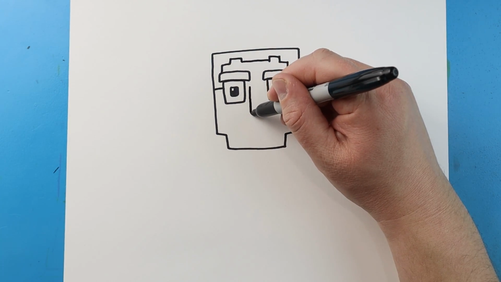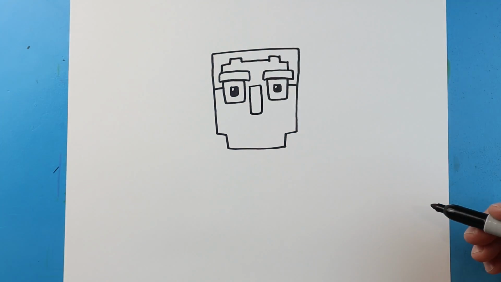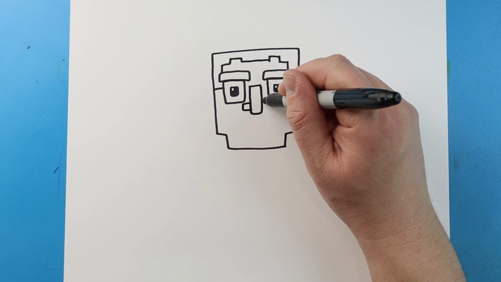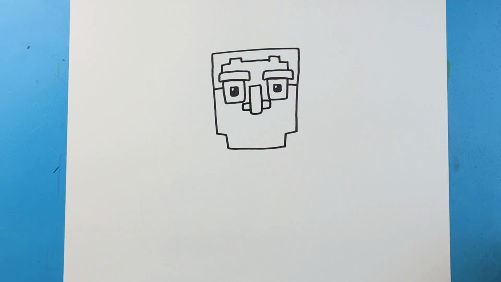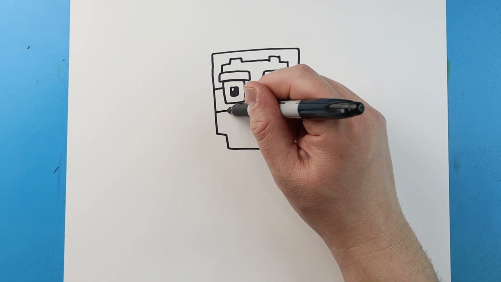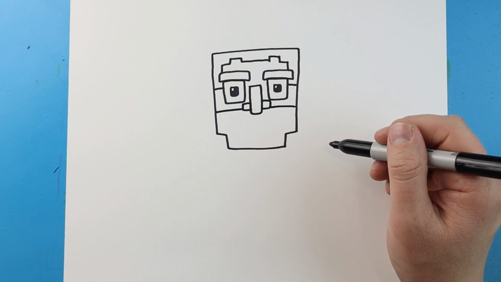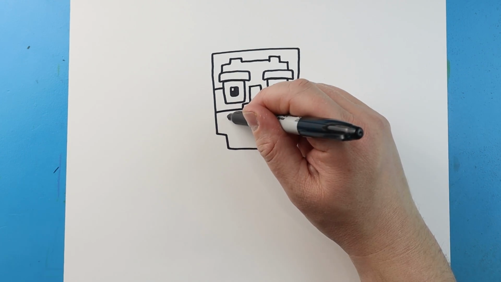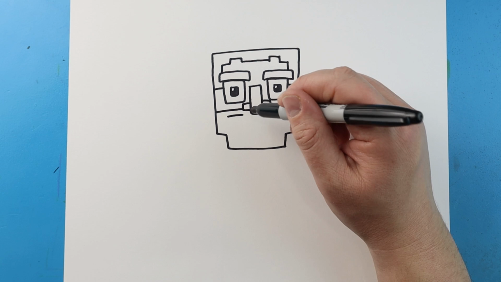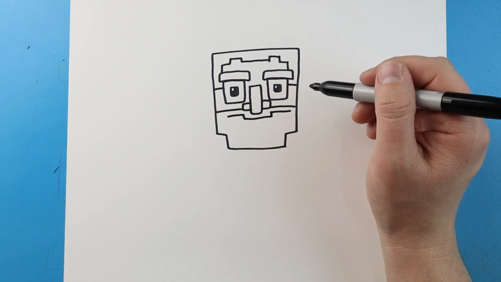Now for the nose, I'm going to make a long rectangle shape like this. Then I'll put two square shapes on each side. And then right here, I'm going to make a line that comes right across. I'm going to make a straight line on each side here. Then a line that comes down, over, and up.